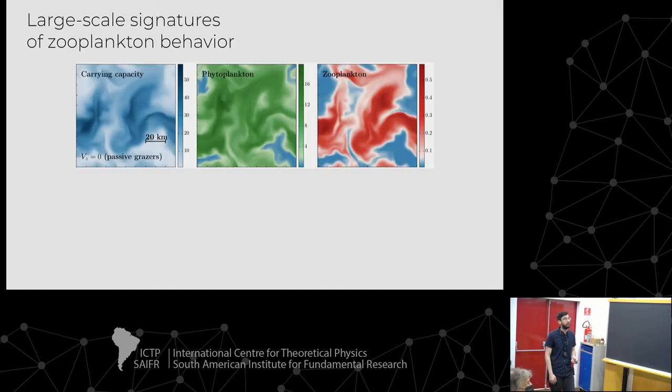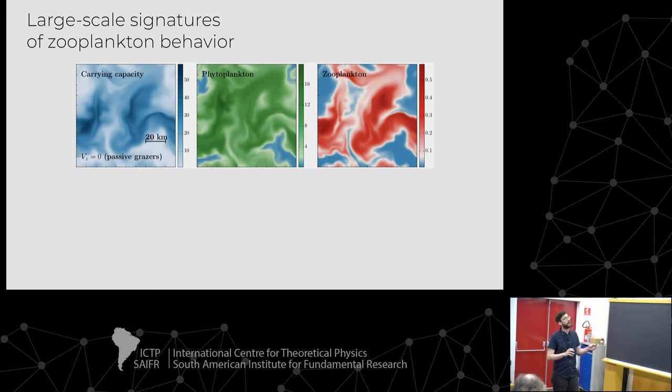So this is a picture of a phytoplankton bloom for a 100 kilometer domain for passive grazers. So nobody is doing anything interesting here. Phytoplankton and zooplankton are both passive, and they are just being moved by the flow. And this is the type of thing that you see. So patterns tend to fluctuate a little bit.